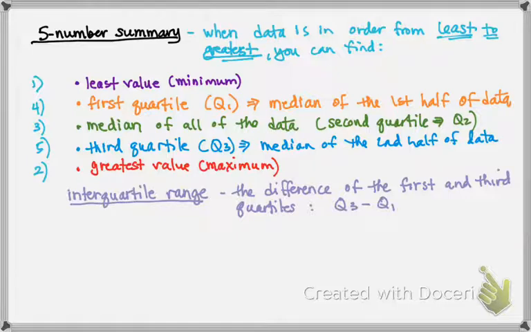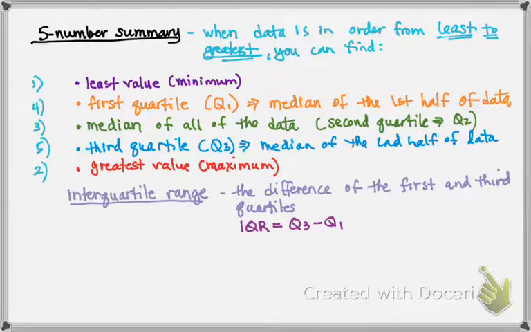Okay, so we write it as, oh here, I'm going to erase that part here. So we would say IQR equals the third quartile minus the first quartile.